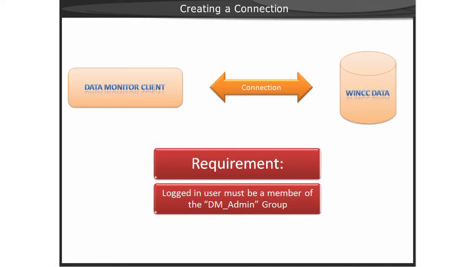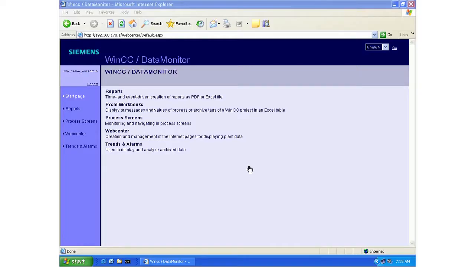Requirements. In order to configure a connection and create public Web Center pages in the Web Center, the logged in user must be a member of the Windows user group dm_admin. To create a connection to the WinCC server, simply click on the Web Center link and then click Administration.